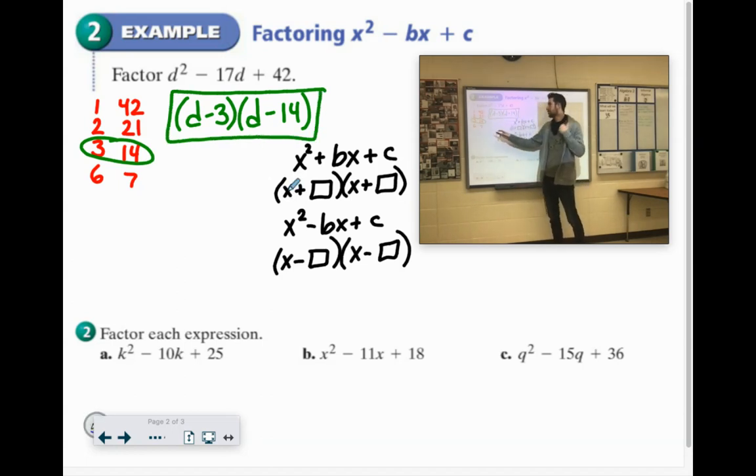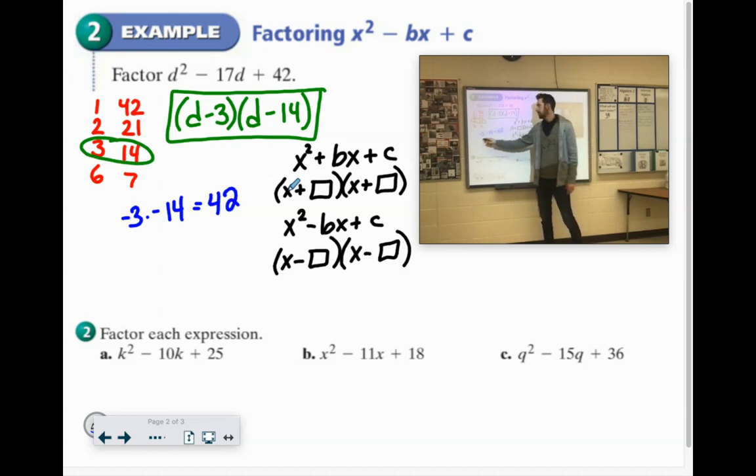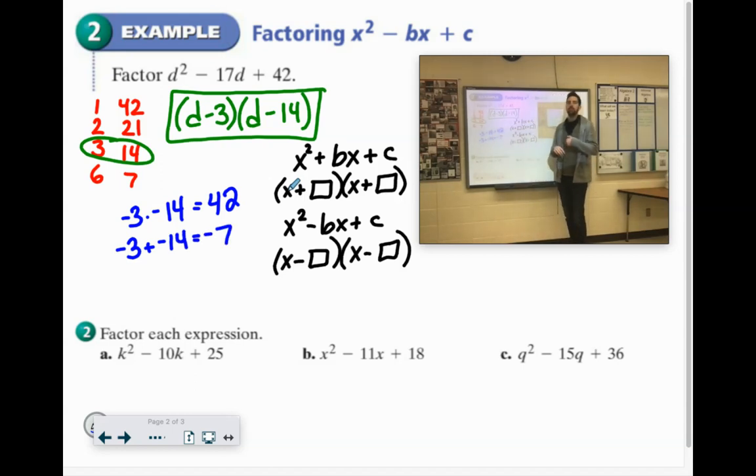And you can double check. Is negative 3 times negative 14 positive 42? Yes. Is negative 3 plus negative 14 negative 17? Yes. So it always has to multiply to the last number, add up to the middle number.